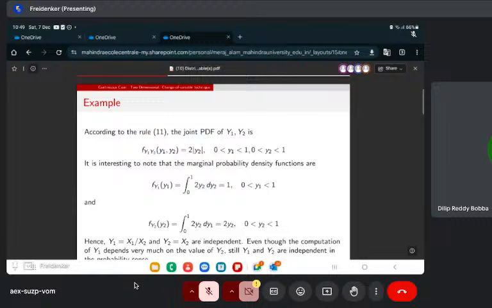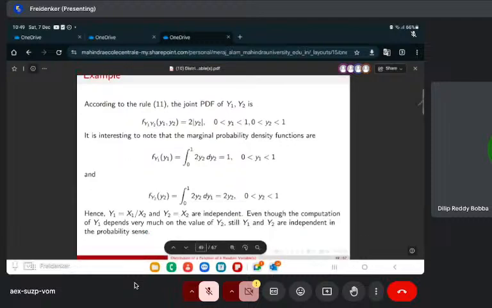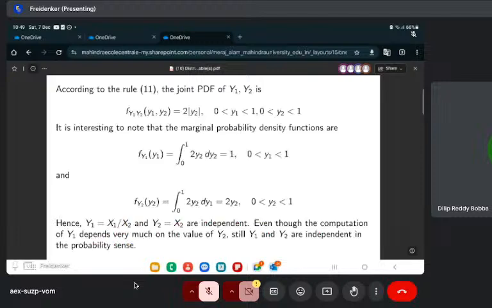So y1 lies between 0 and 1, and y2 lies between 0 and 1. We've seen it's a square, 0 to 1, 0 to 1. Okay, what is marginal? We know marginal. If you want to find the marginal probability density of y1, you have to integrate the joint probability density with respect to y2 across its range. So the marginal probability density of y1 is nothing but you integrate the joint probability density, which is 2 mod y2, with respect to y2 across its range. So y2 ranges from 0 to 1. Done.